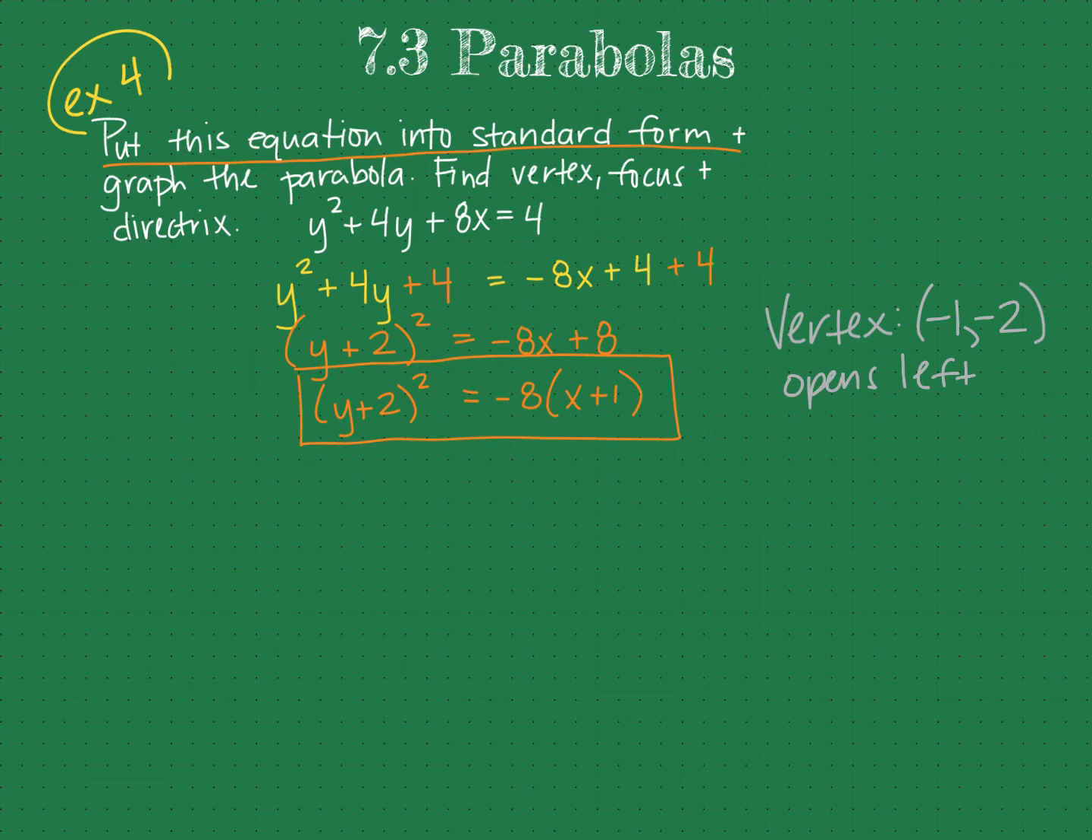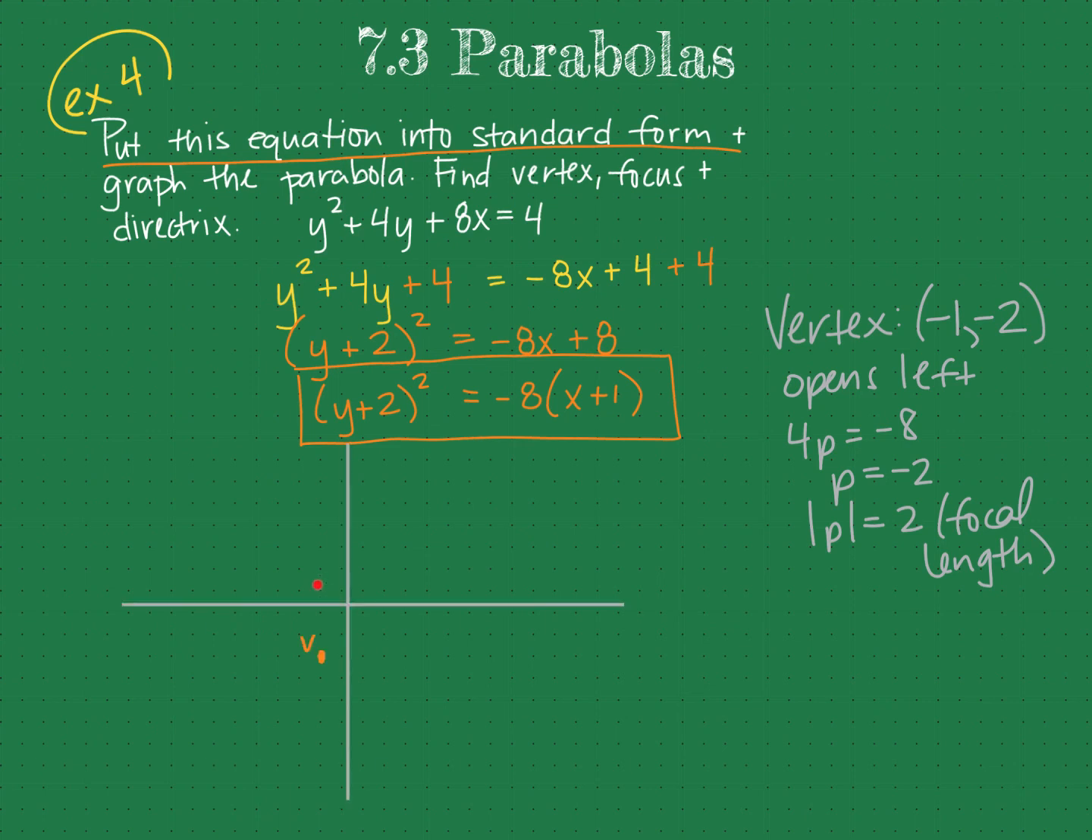Now, the next thing we want to do is find our p-value. We know that 4p equals negative 8. That means p is negative 2, and our focal length is the absolute value of p, which is 2. Remember, the focal length tells us the distance between the vertex and the focus, and also the distance between the vertex and the directrix. Since we have all this ready to go, we can begin by graphing.